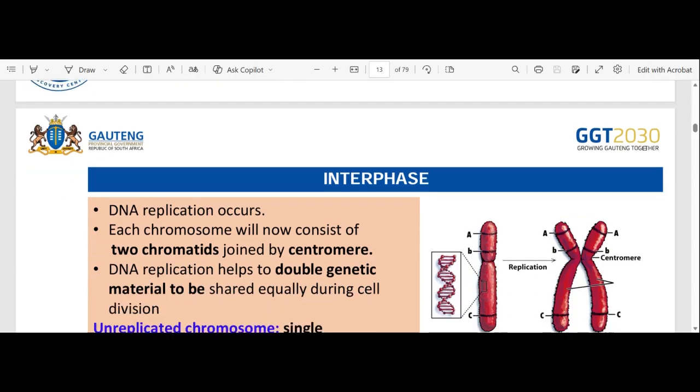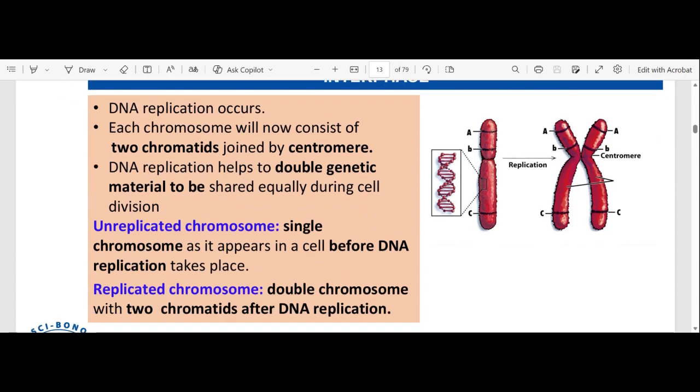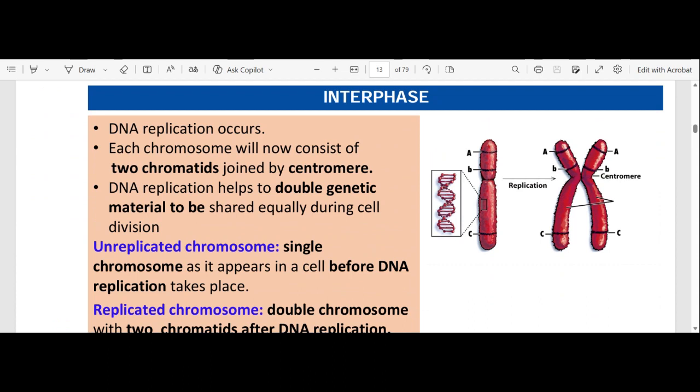Okay, let's go to the phase before meiosis starts. What happens in the phase before meiosis starts? So interphase. This is what happens: DNA replication occurs. So you start with one DNA strand and you end up with two identical DNA strands. We went over DNA replication in the DNA lesson.